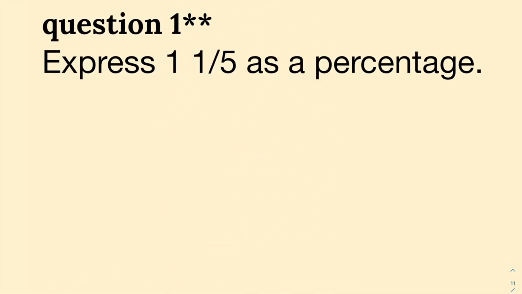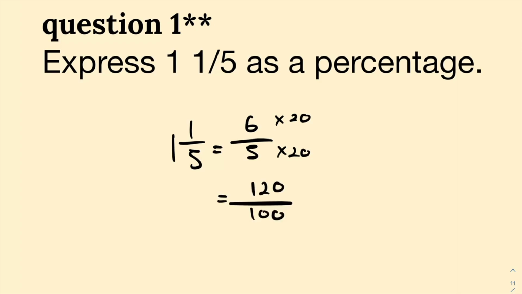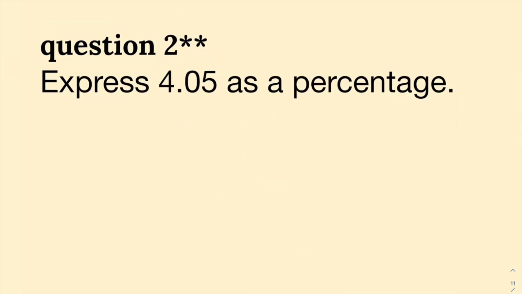We've got 1 whole and 1/5, okay? So 1 whole and 1/5, let's write that as an improper fraction, with a denominator of 5, let's multiply by 20 and 20, giving us 120 over 100. Now this is a lot more familiar. Just take whatever number it is up here and write it as a percentage, 120%.